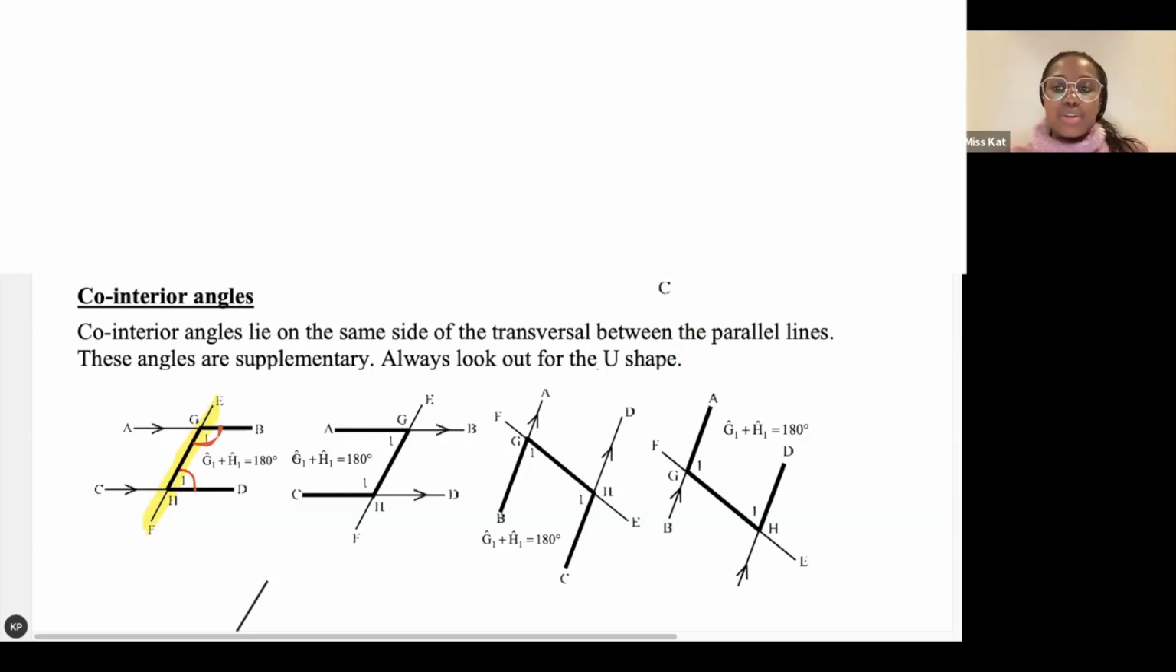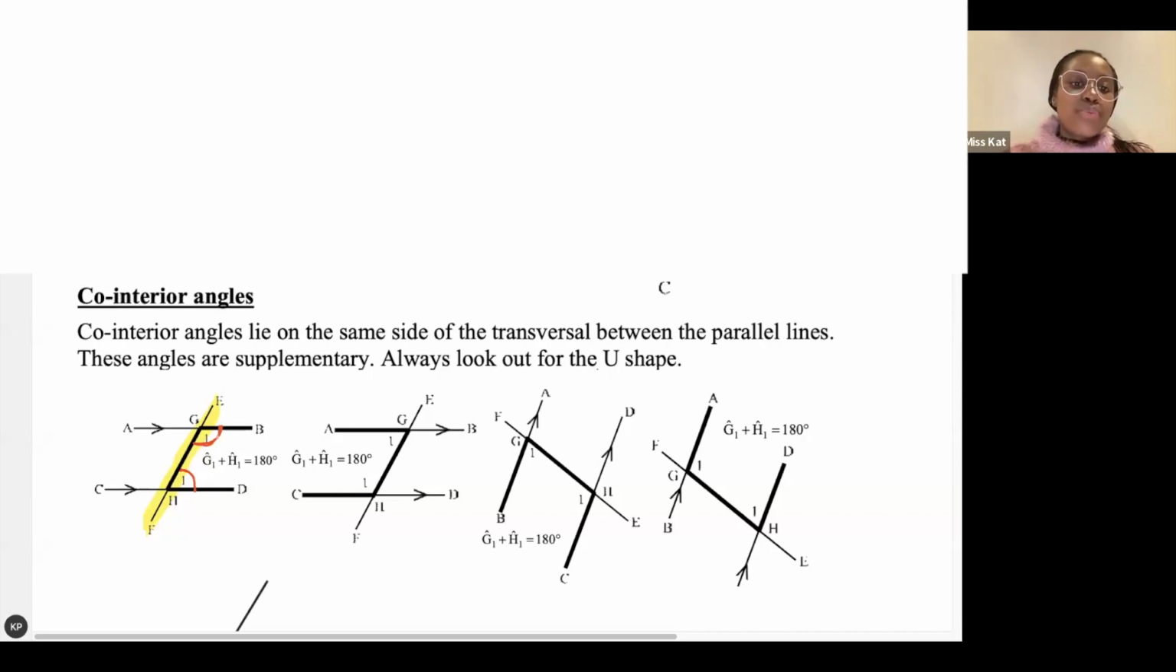What does supplementary mean? Let's see if people remember what supplementary means. Thank you very much, Malibongo. That was fast. They add up to 180. This is why I wanted to separate doing alternate angles and corresponding angles, because those ones were equal, remember? But now we have to be careful. They didn't say co-interior angles are equal. They said they are supplementary. So they add up to 180.